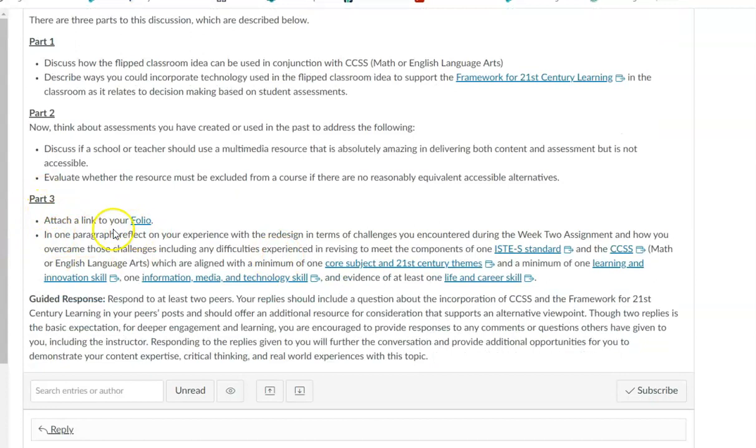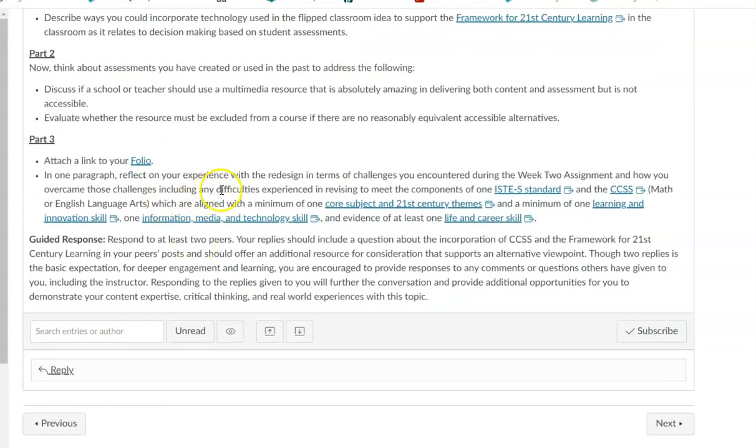And then part three is where you'll provide a link to your folio, and again reflect on your experience with the redesign in terms of challenges you encountered during your week 2 assignment and how you overcame those challenges, including any difficulties experienced to meet the various components. And then just be sure you meet the guided response.